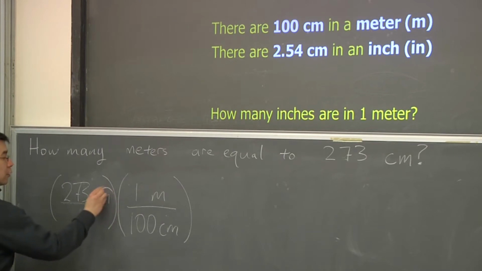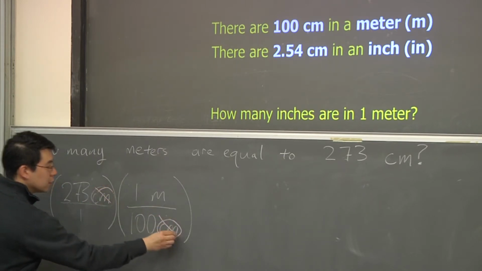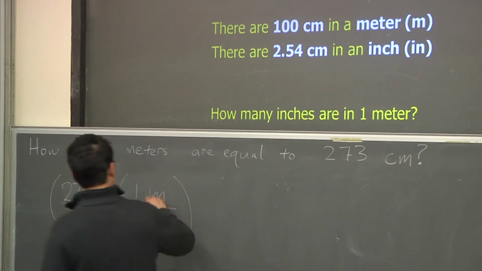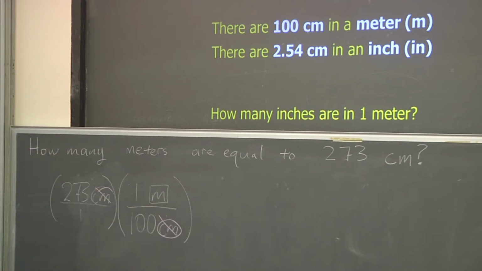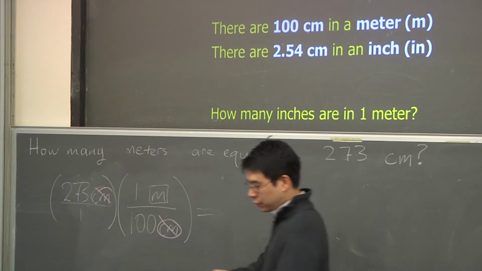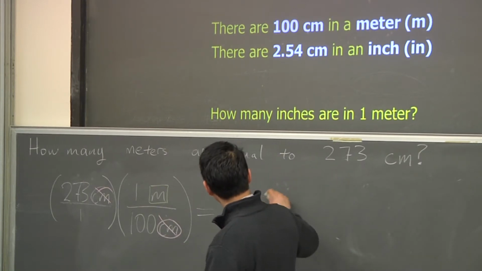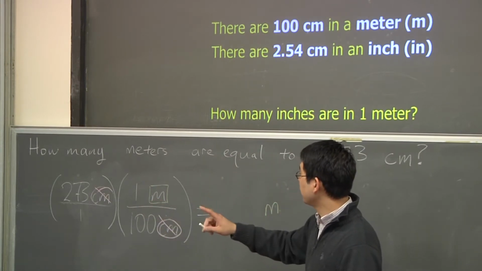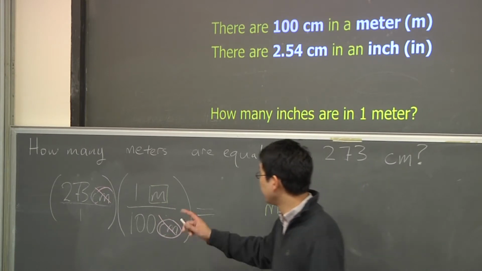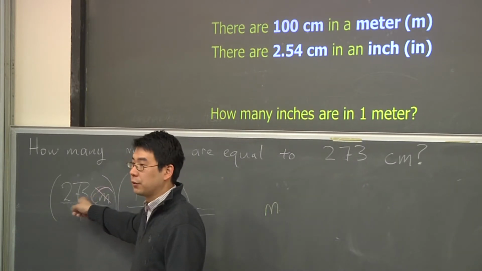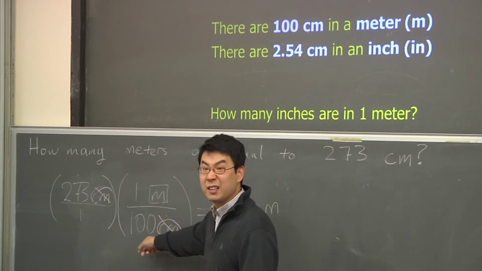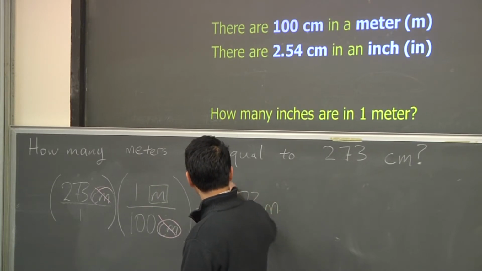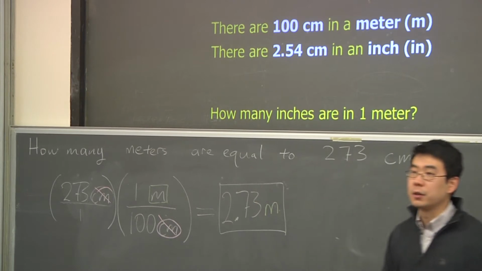The centimeters and the centimeters can cancel out. And what's left in terms of units? What's left in terms of units is meters. So when I do this calculation, maybe I haven't done the math yet, but my unit is going to be meters. And what's my number? Remember, we have numbers and units. What's the number going to be? It's going to be 273 divided by 100, and that's going to give me 2.73 meters. Any questions here?